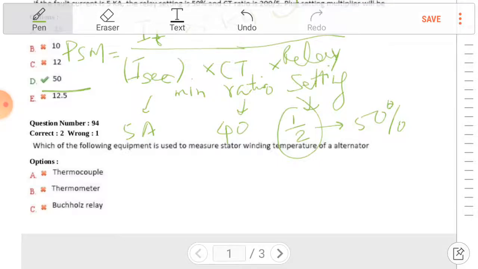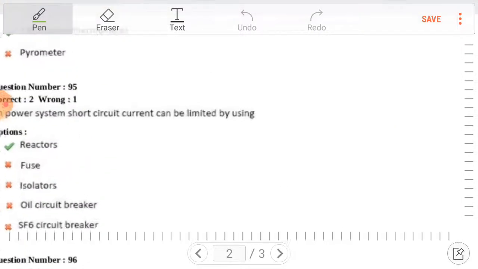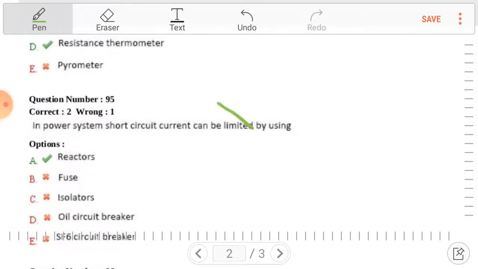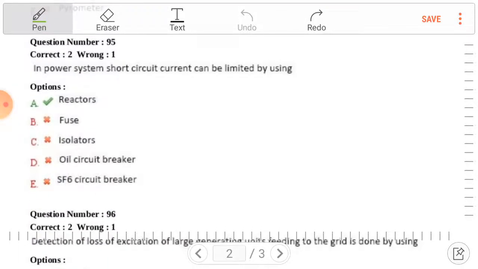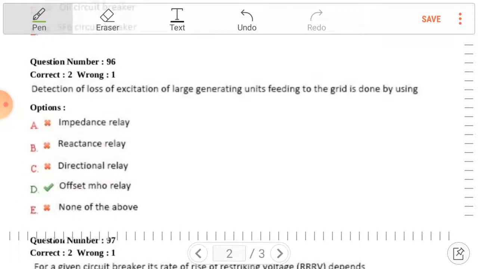Which of the following equipment is used to measure stator winding temperature of an alternator? So which equipment is used? Resistance thermometer is used to measure the temperature. In power system, short circuit current can be limited by using, so short circuit current can be limited by reactors which are connected in series with the line.